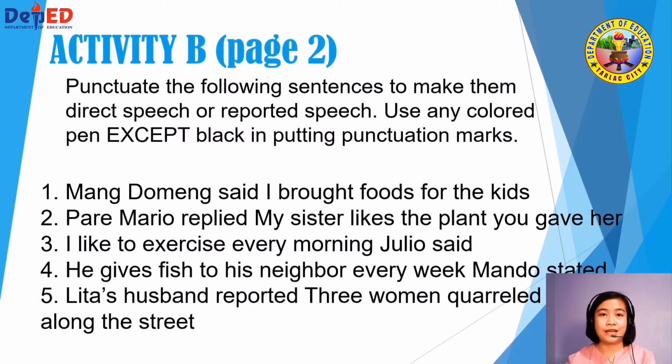Let's have number 1 as an example. Mang Doming said, you write here a comma and then open quotation before the words I brought foods for the kids, followed by a period and quotation mark at the end of this statement. Now, you will be given 20 seconds to answer this activity.